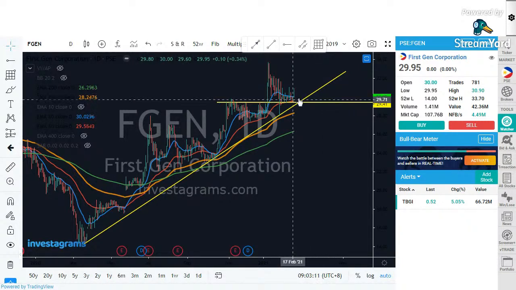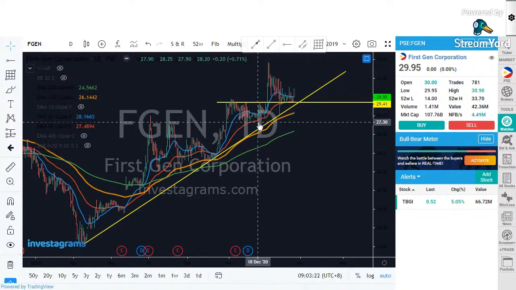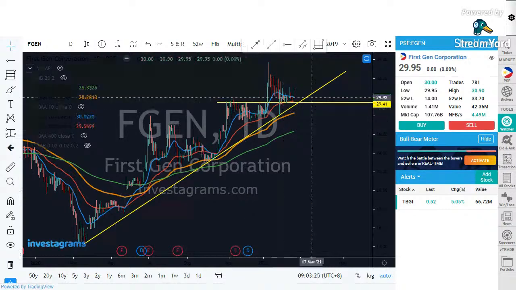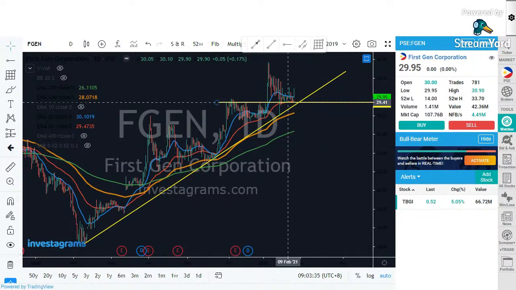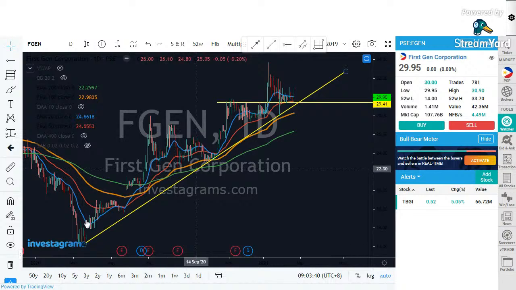So the current price is still above this inclined support, and also above the EMA 50, this red line. So this is my general opinion for FGen. We need to watch this horizontal support na hindi ma-break ni FGen and this inclined support. So it's clear that this is the strong inclined support of First Gen Corporation.